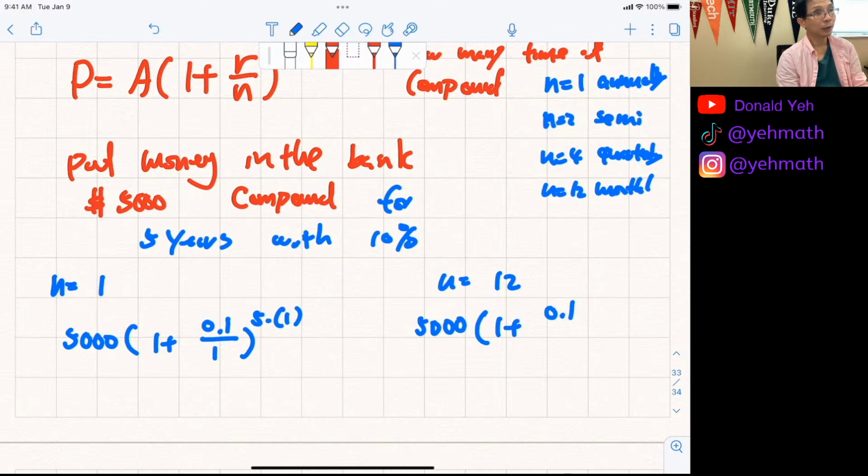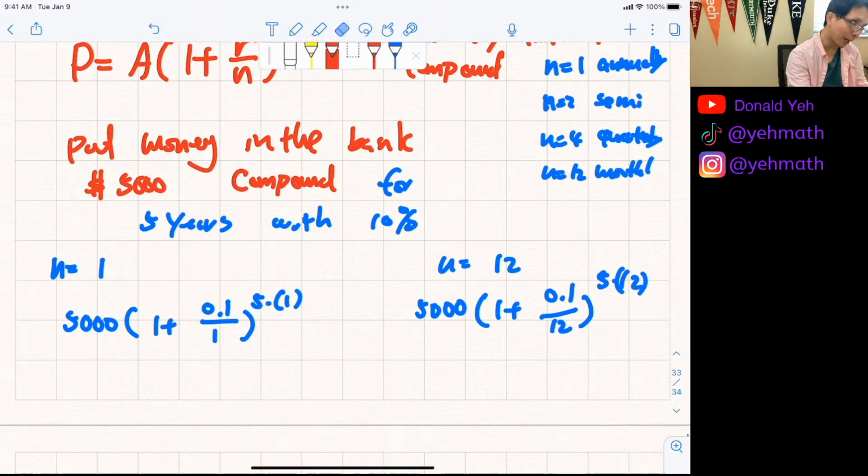Now, here's the thing. A lot of people don't understand why we divide by n. Because you calculate the interest 12 times a year, you do not get 10% per year. You actually do 10% divided by 12, because you want to break down the 10% into monthly rates. A lot of people don't understand why it's divided by 12. And in the exponent, it's going to be 5 times 12, because it's 5 years times 12 times.